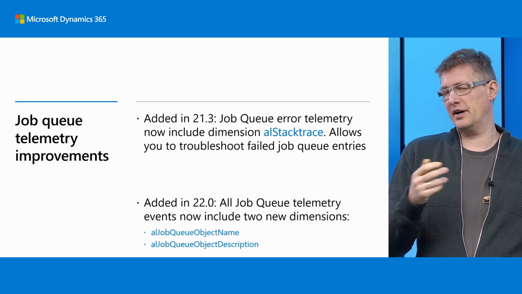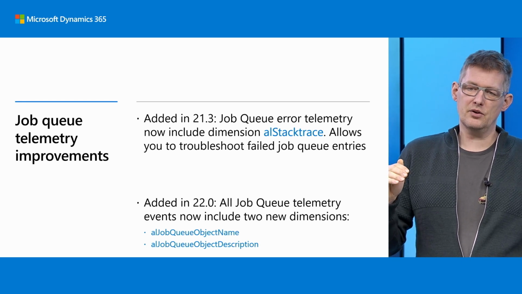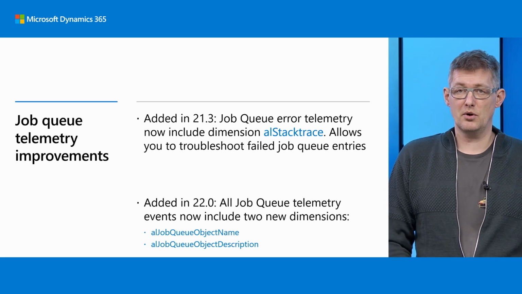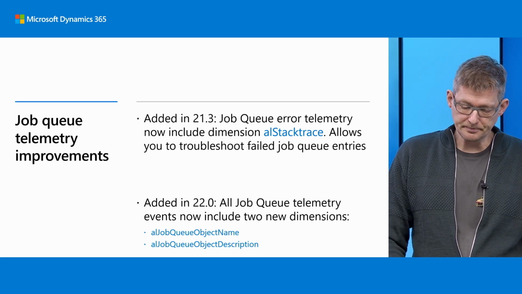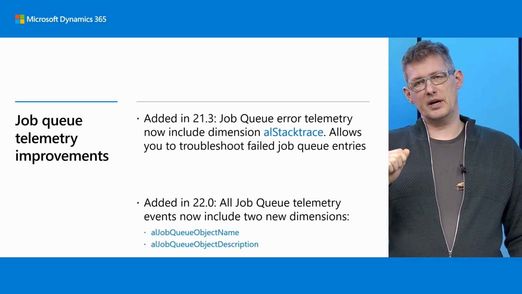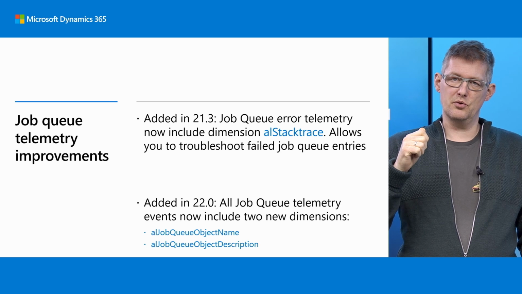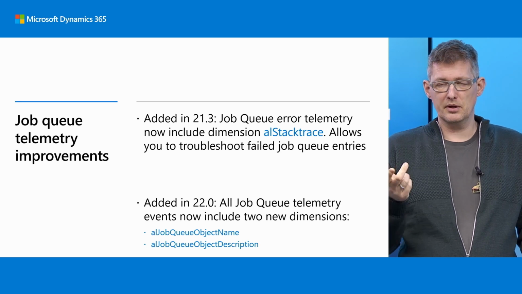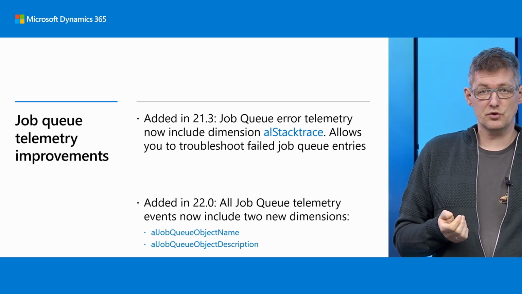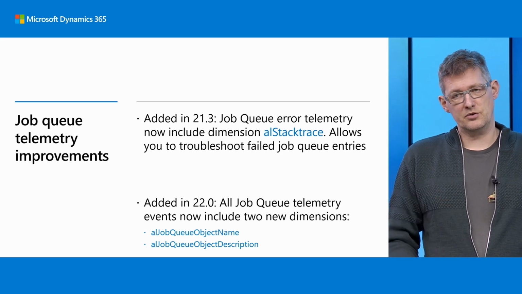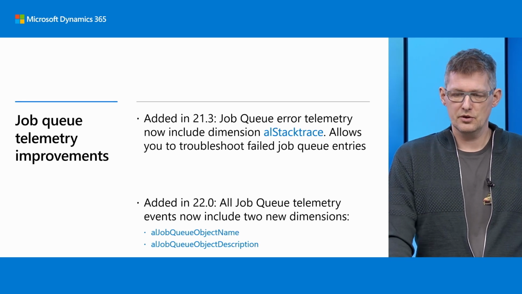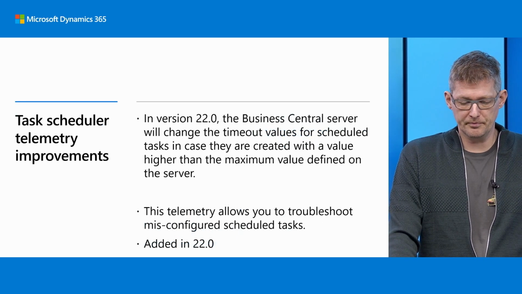This allows you to find out where exactly in AL code this error occurred and makes it much easier to troubleshoot failed job queue entries. When we were there, we also found out that it would be nice to know the job queue object name and description, so for all job queue telemetry in version 22.0, you get these extra dimensions, and that makes it easier to track and troubleshoot job queues with telemetry.